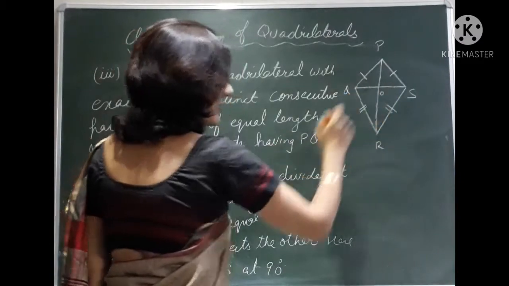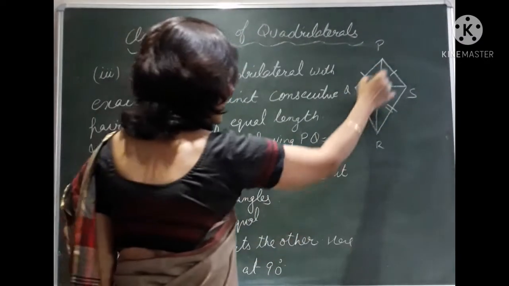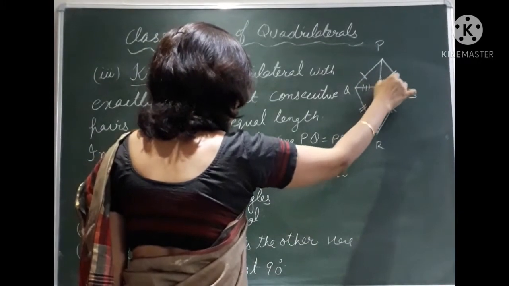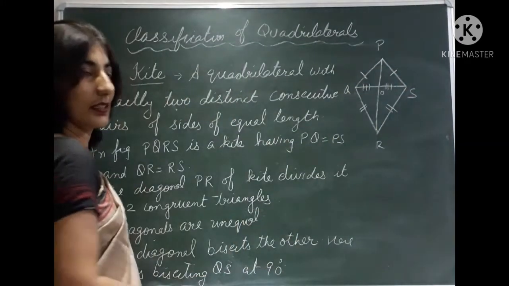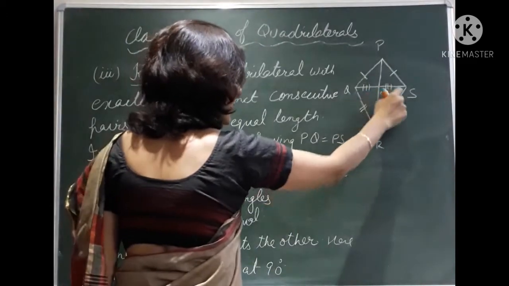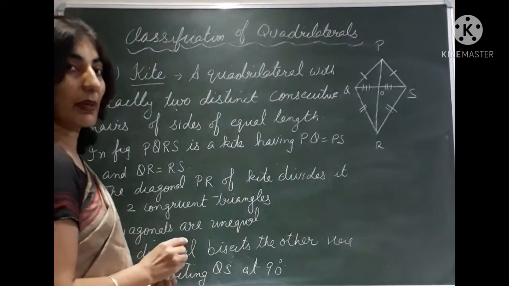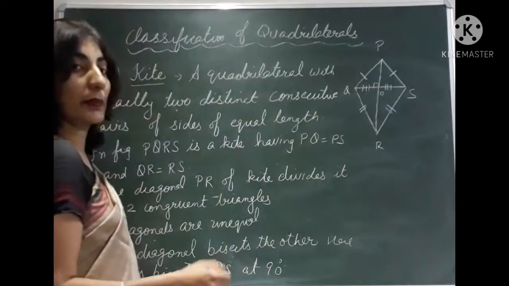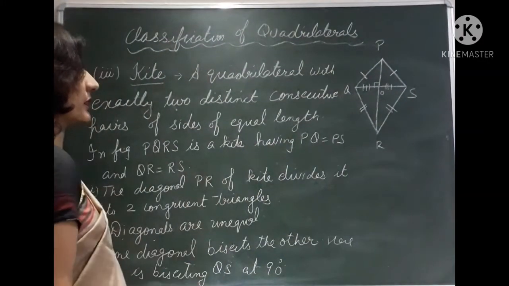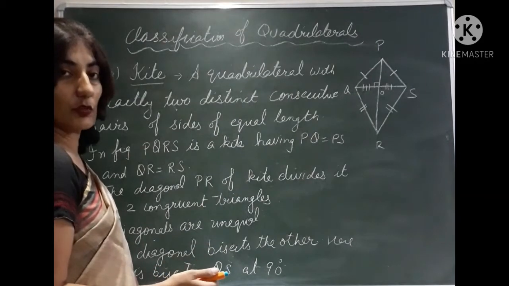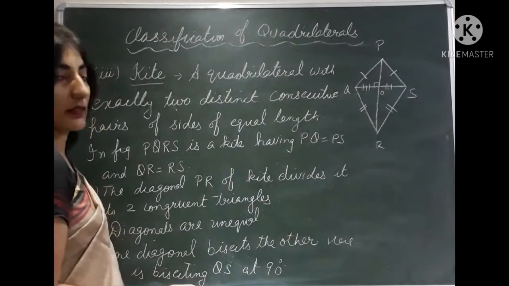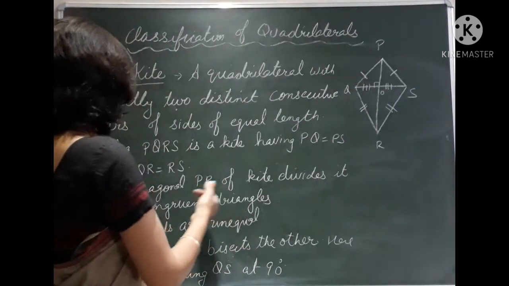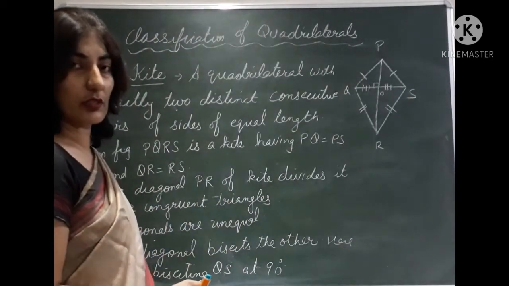Means this PR is bisecting QS. So this OQ will be equal to OS. The longer diagonal is bisecting the shorter diagonal, and they will bisect at what angle? At 90 degrees. This is the property of a kite. So these are the few properties of a kite by which we can distinguish between the quadrilaterals, whether it is a parallelogram, a trapezium, or a kite. So these properties are all important, you have to learn them.